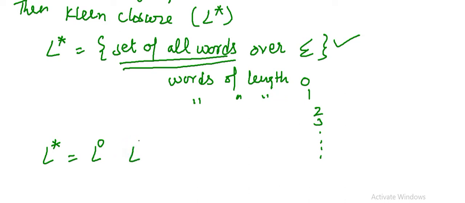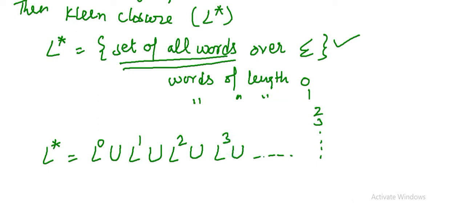The set of all strings of length 1 is denoted by L1. The set of all strings of length 2 is denoted as L to the power 2, and so on. For length 3 words, it is denoted as L3, and so on. So the Kleene closure L star is the union of all these languages. That's why I was saying that you must have a clear concept of language, right?